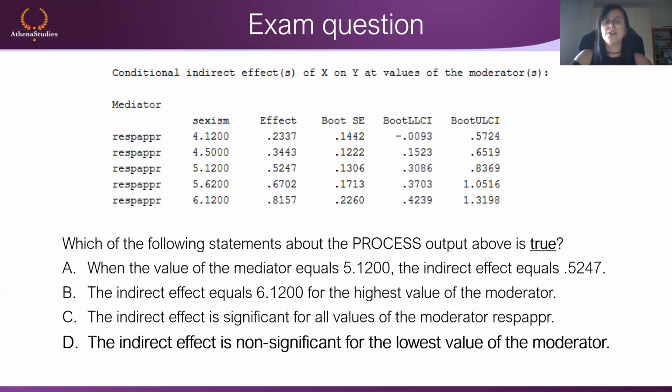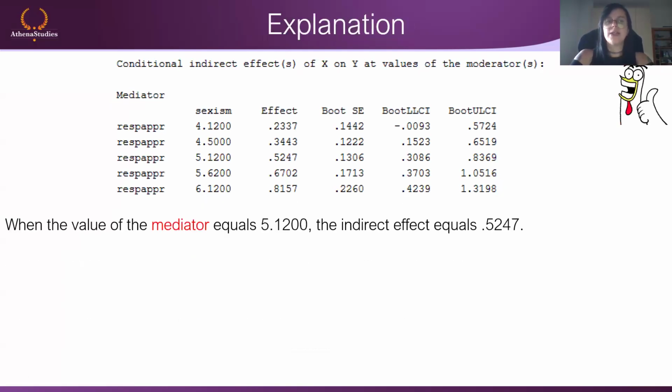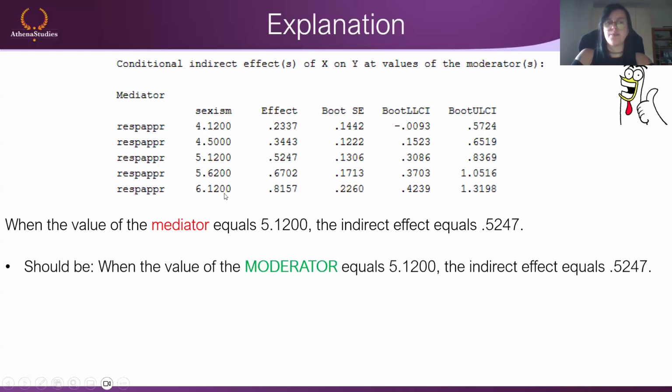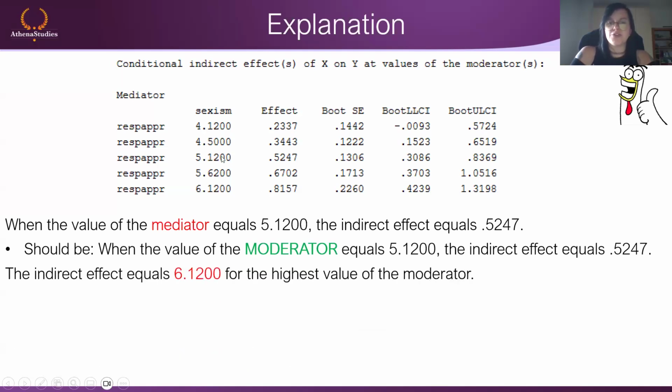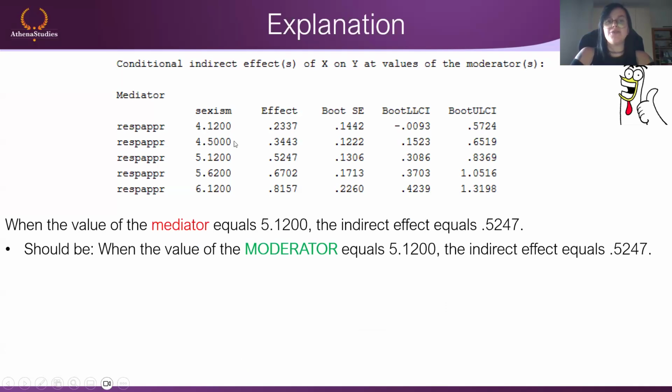Let's also see, why are the other three false? Okay, first of all, the first statement said that when the value of the mediator equals 5.12, the indirect effect equals 0.5247. Well, this is false because it should be when the value of the moderator equals 5.12 here, the indirect effect equals 0.5247. So the mediator is res pap, but sexism is the moderator.